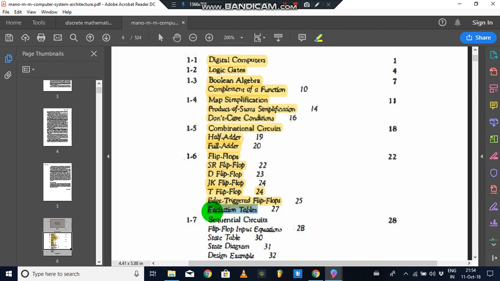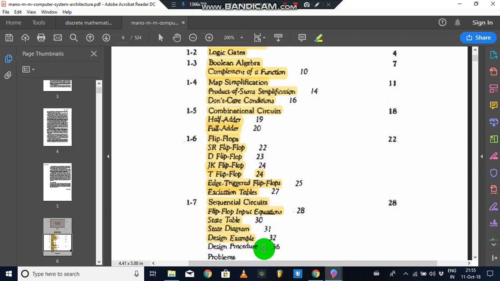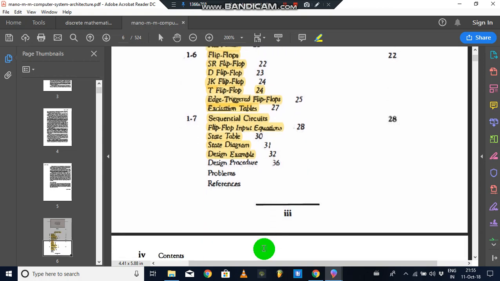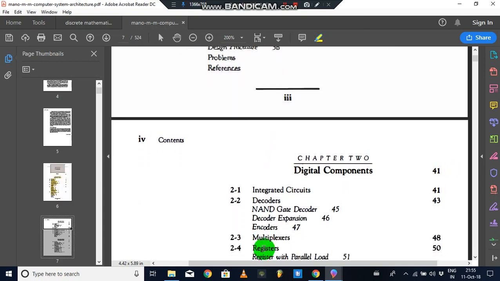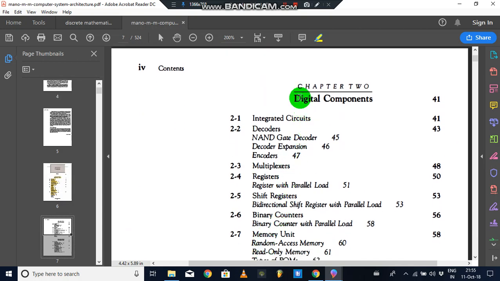Excitation table is a little bit the same as the state table. Sequential circuit, flip flop input, state table. I already told you excitation table, state table, state diagram, design example. And this is chapter 2, digital components. So what are digital components?